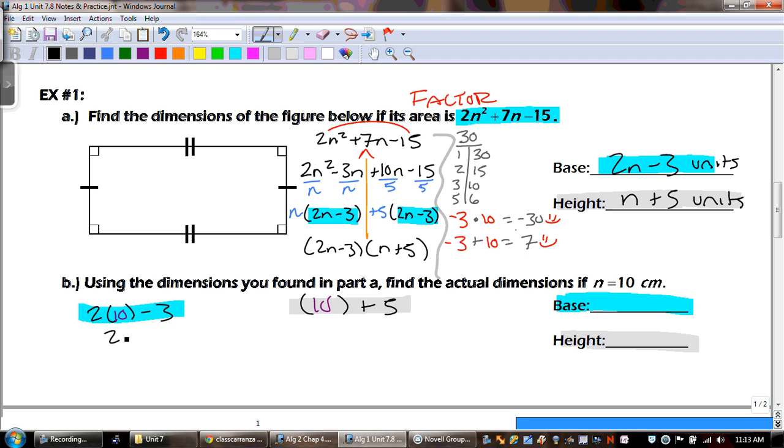2 times 10 is 20. 20 minus 3 is 17. And then 10 plus 5 is 15. And don't forget to label. It's 15 centimeters and 17 centimeters. Okay? All right, let's flip it over.